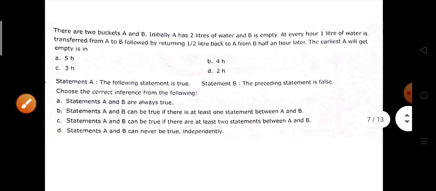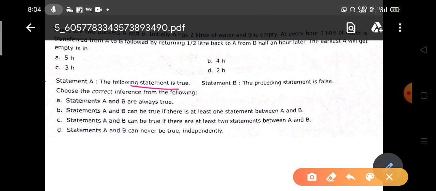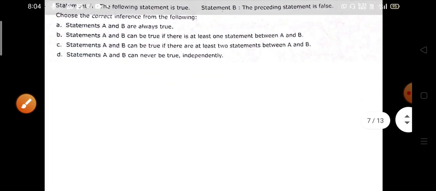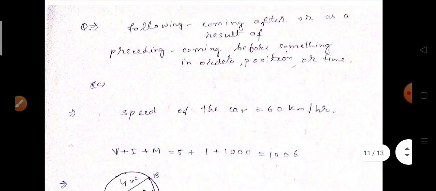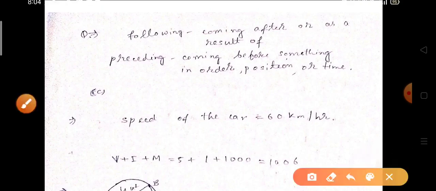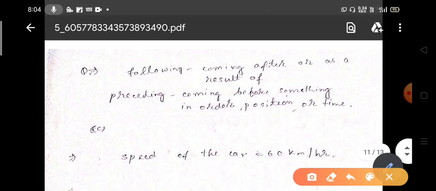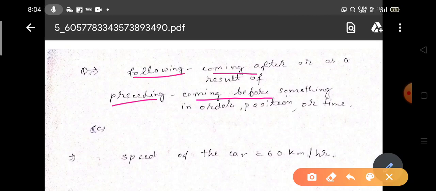Now see the next question. Statement A is: the following statement is true, and statement B is: the preceding statement is false. Now you have to understand what is the following statement and what is the preceding statement. Okay, let's check it out. The following statement means the one coming after. And the preceding statement is the statement which has already come before, in order or position. So the following statement is something coming after this, and preceding is something coming before this.